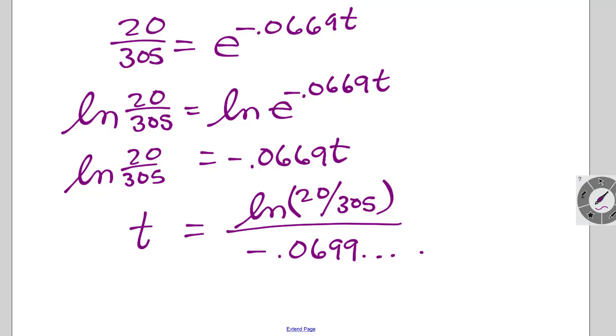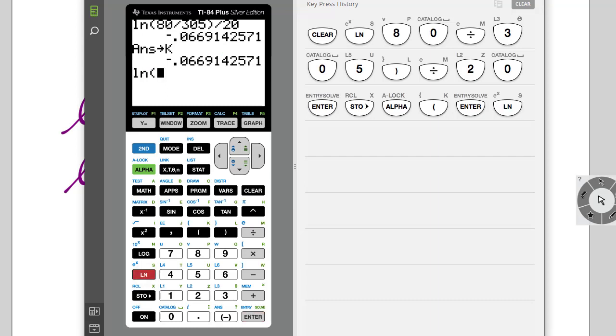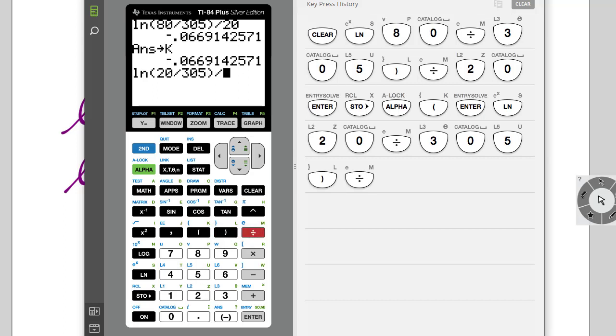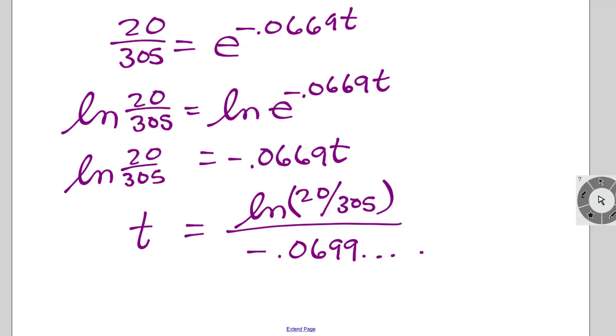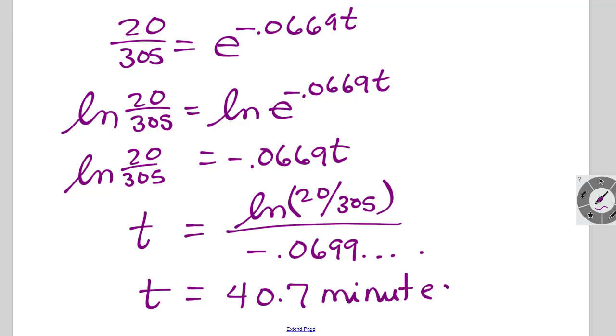Okay, so when I go to the calculator, we're going to look at the natural log of 20 divided by 305. And that's going to be divided by the k value, so alpha k. And we get 40.7 minutes. t equals 40.7 minutes. It'll take about 41 minutes for the brownies to cool to 90 degrees.